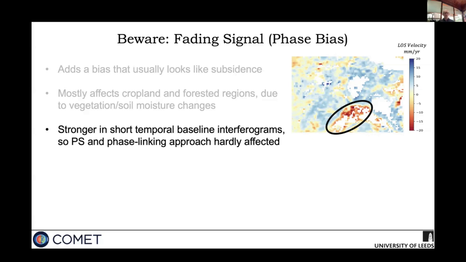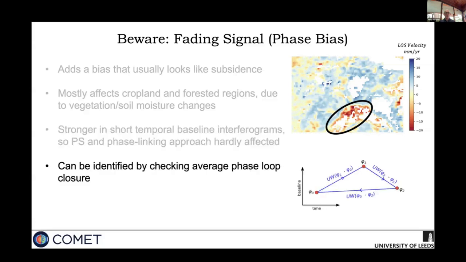And because it affects short temporal baselines, it really affects the small baseline approach, of course, when we're trying to pick just those smaller baselines. Persistent scatterers and phase linking approaches are hardly affected. So this is quite a good argument for using phase linking, even when you're working with distributed scatterers, is you can really reduce the effect of this phase bias. But you can identify it.